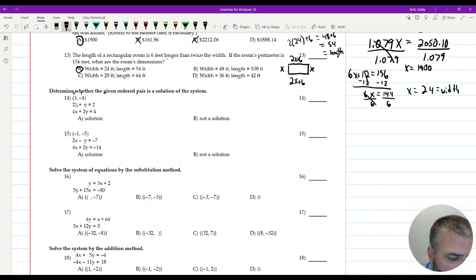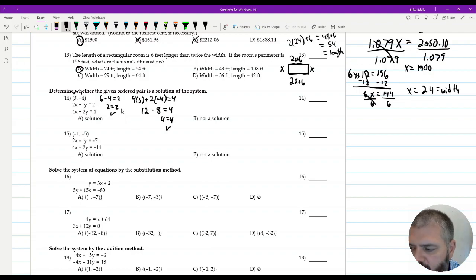All right, so if I plug in a 3 for my x, that's 2 times 3, or 6, and plug in a -4 for my y, so it's going to be 6 minus 4 equals 2. So 2 equals 2. That works out. That's a true statement. Let's plug it in the second equation. Plug in a 3 for the x, 4 times 3, plus 2 times -4 for your y, equals 4. So 12 minus 8 equals 4. 4 equals 4. So those are both true statements. Since they're both true statements, that means that that is a solution.